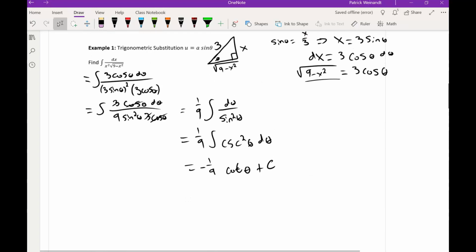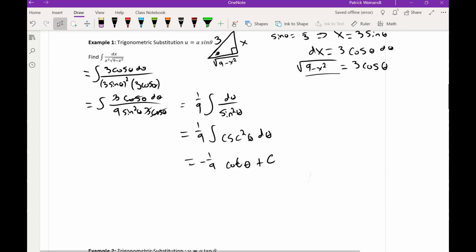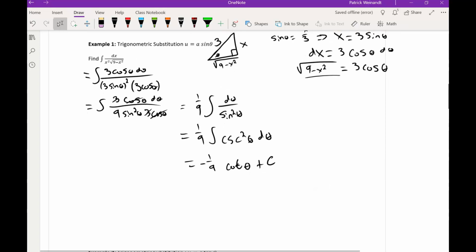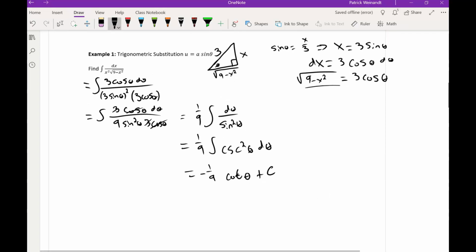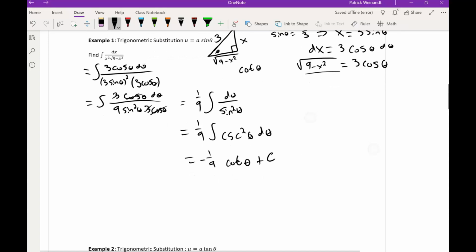But since our original integral is in terms of x, we want everything here in terms of x. And this is where we have to go back to our triangle, because we don't have anything up in this right-hand corner that tells us, well, what the heck cotangent of theta is going to be. But that's where our triangle comes in handy. What is cotangent of theta going to be? Well, we know that cotangent of theta is just the reciprocal identity for tangent. So we know that tangent's opposite over adjacent, so cotangent is going to be adjacent over opposite. It's going to be the square root of 9 minus x squared over x.